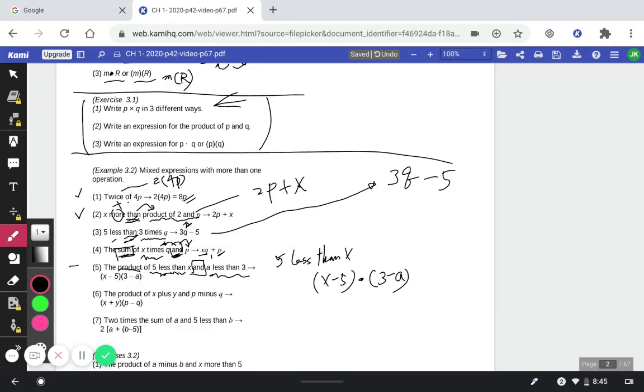Now, number 6, the product of x plus y and, here is "and," p minus q. So this one is a straightforward one. The expression before "and" is x plus y, and you're multiplying because they say product, p minus q.